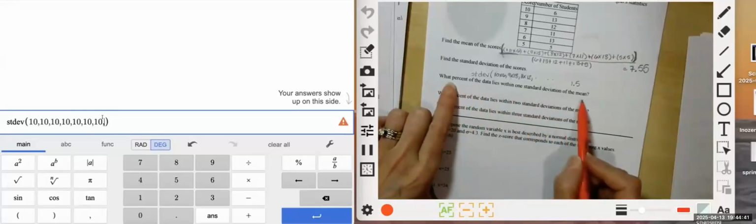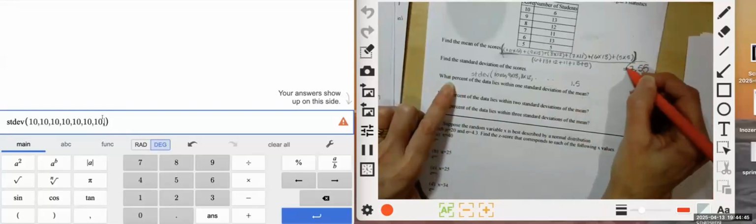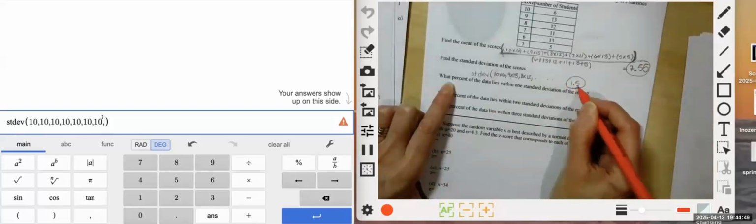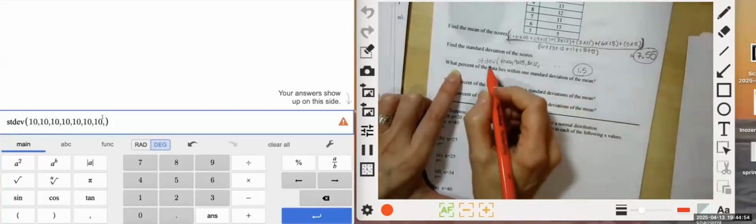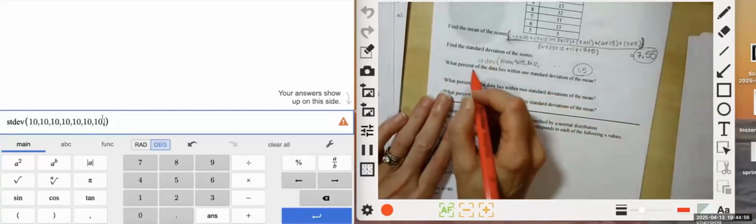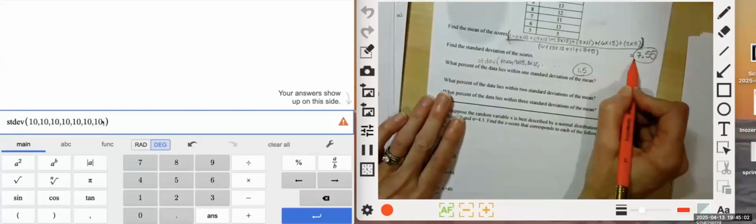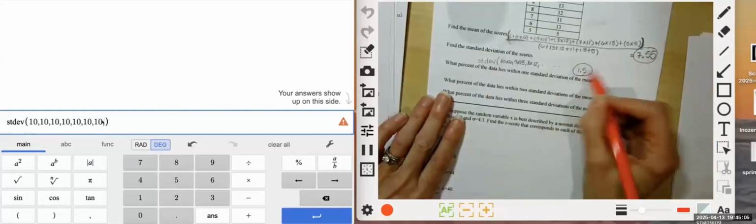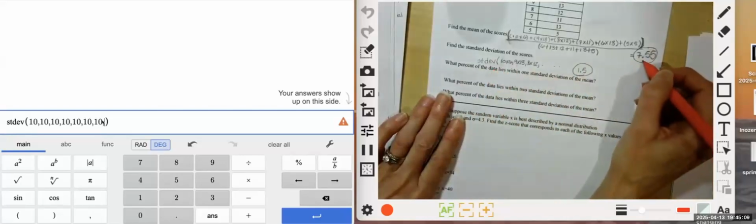All right, so what percent of the data lies within one standard deviation of the mean? So this is our mean, and this is our standard deviation. So we are looking at the data values that are between one standard deviation above this and one standard deviation below this. So one standard deviation above this: 1.5 plus 7.55.